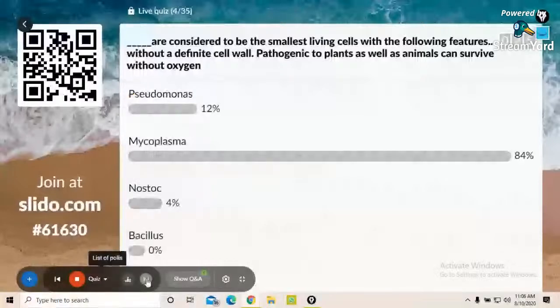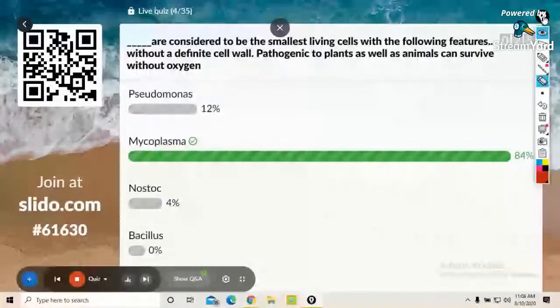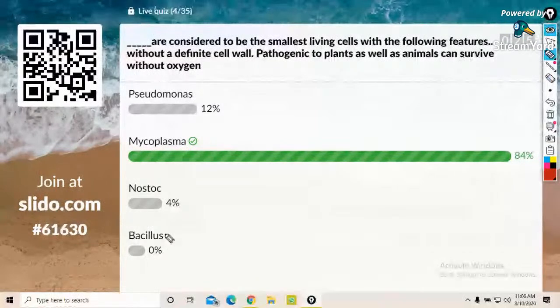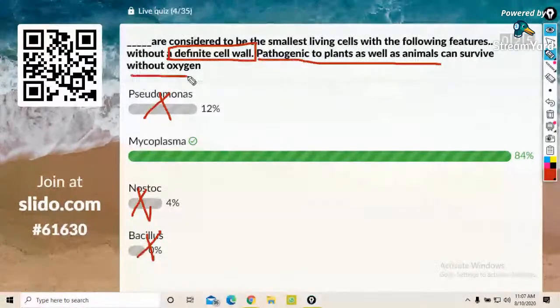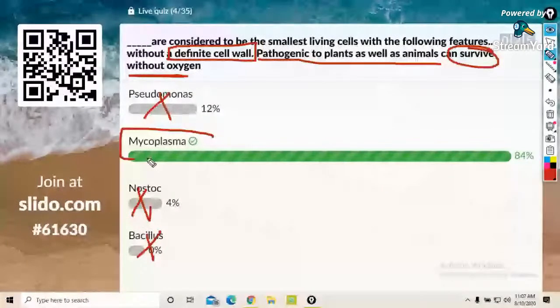84% of the students voted for the correct answer. The other students who voted wrong haven't read the NCERT textbook, because these three statements are there in the NCERT. They are without a definite cell wall, pathogenic to plants and animals, and anaerobic, because they can survive without oxygen. So the correct answer is mycoplasma, the smallest living cells without cell wall.